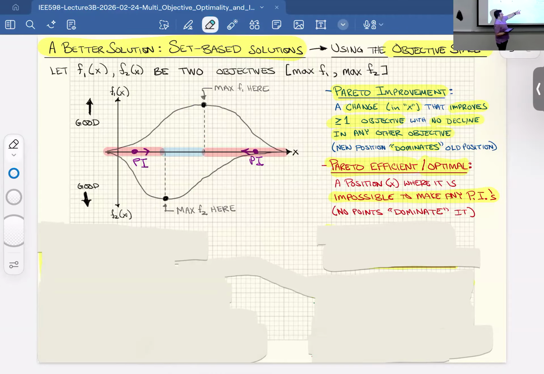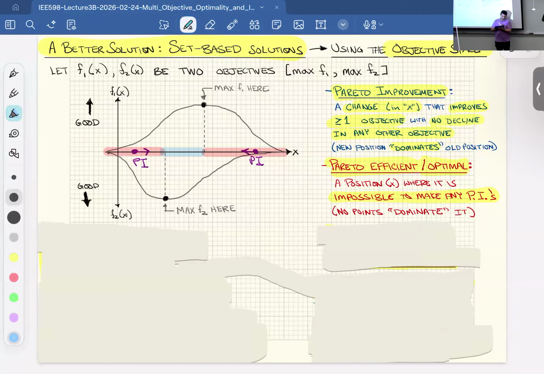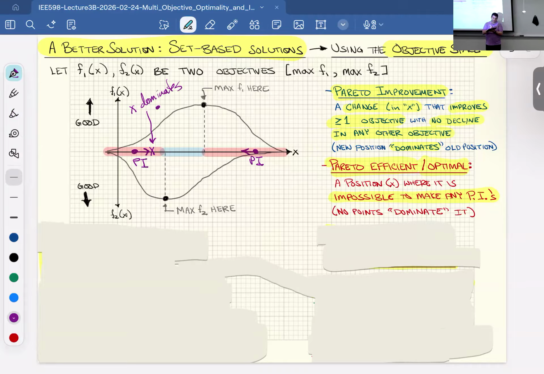So it's a position X where it is impossible to make any Pareto improvements. And so we would say that, when we make a Pareto improvement, the place that we move to dominates the other one. So here I say that X dominates the dot. So the dot moved to X, X dominates the dot. Not necessarily anything in the red, but there are points in the blue that dominate points in the red.